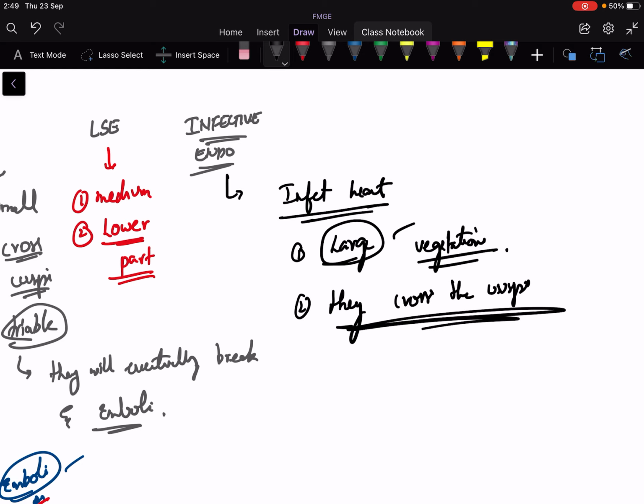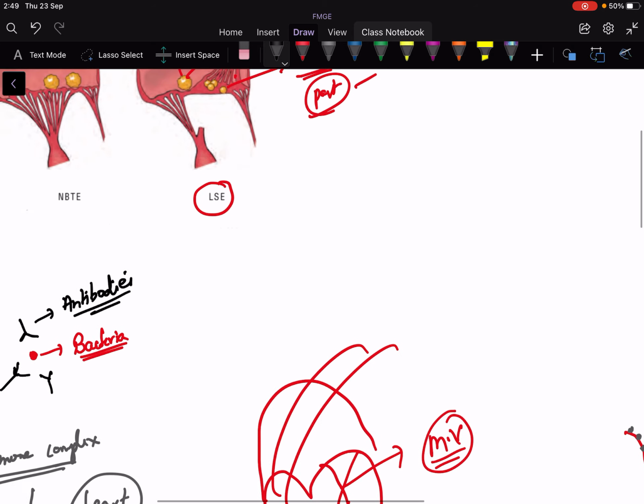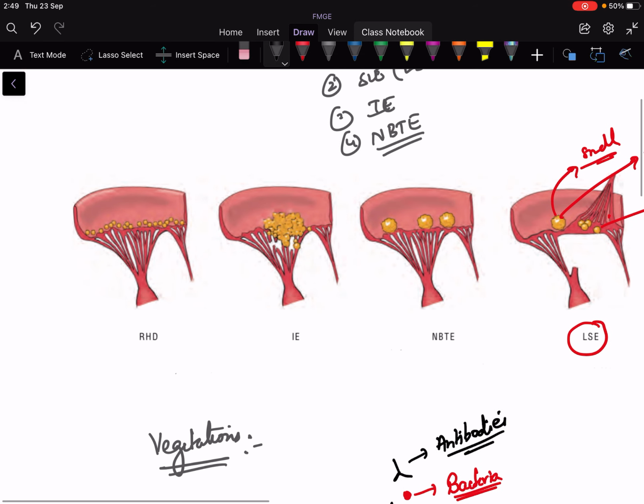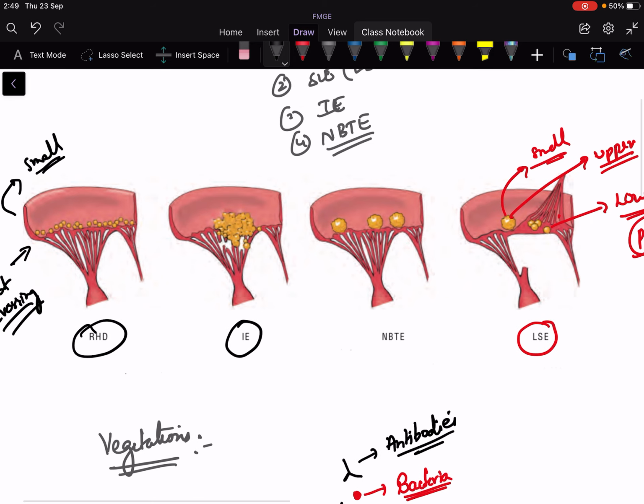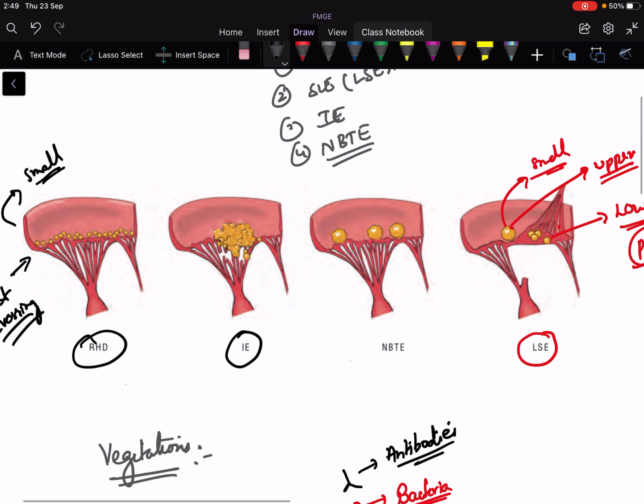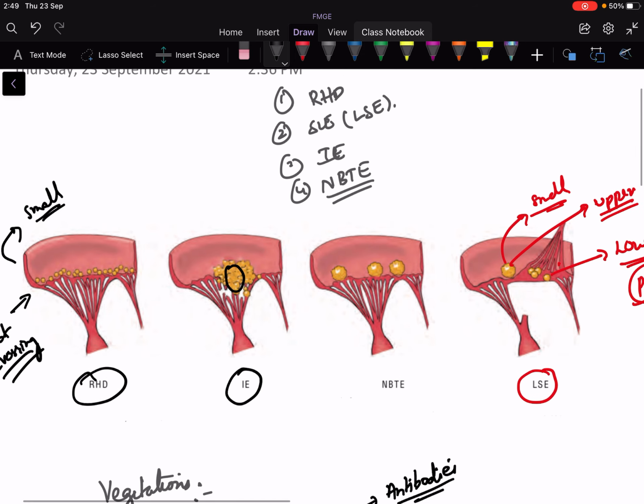So what is meant by this? I'll just show you the entire thing. As you can see, this is rheumatic heart disease, they are small and they are not crossing. Whereas look at infective endocarditis, obviously to infect the entire heart they should be big. So these vegetations are big, and look at these vegetations, they are crossing, right?